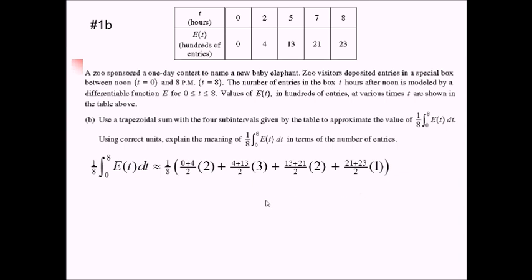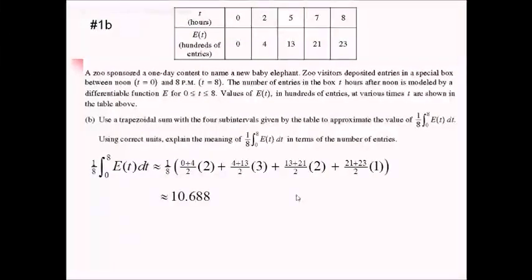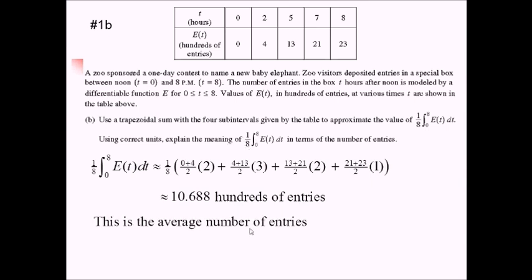But if you want to simplify it, it is a calculator question, so you could plug it in. Let me do that now. Plugging all that in, I came up with that crazy number, which I'm going to turn into a decimal. That's about 10.688. And again, that's going to be hundreds of entries since this is the average number of entries. Now, in terms of what this really means, this is the average number of entries in hundreds, and you also have to give a time period. So this is the average entries in the box between noon and 8 p.m.